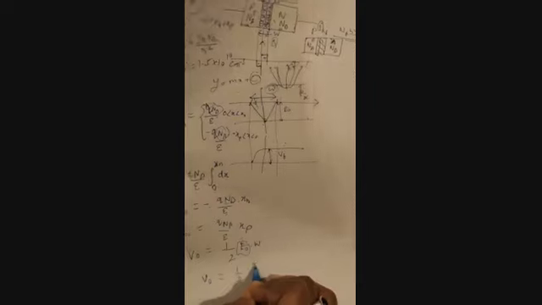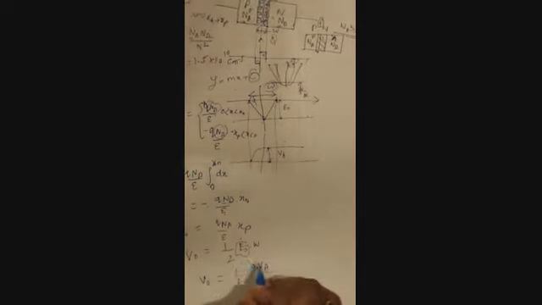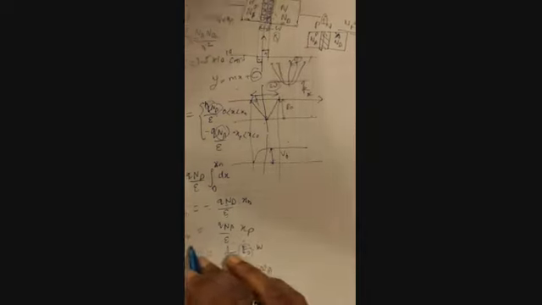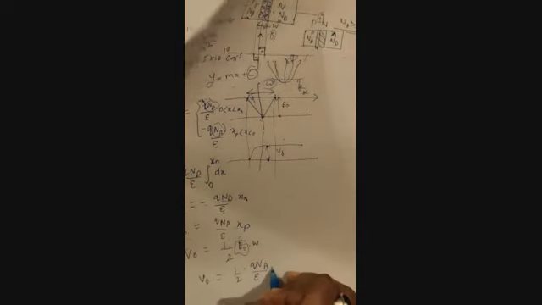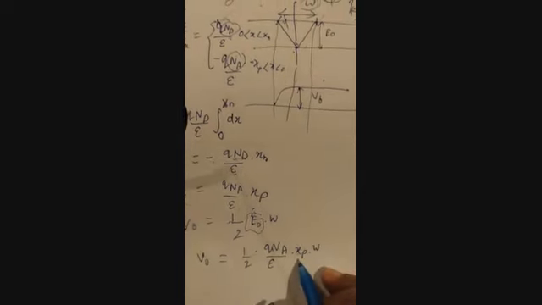I have to put the value of E naught. Then E naught is equal to 1 upon 2, Q into Na upon epsilon, into W. This is basically E naught. And now how will I change this value? What we require is to put the value of xp.